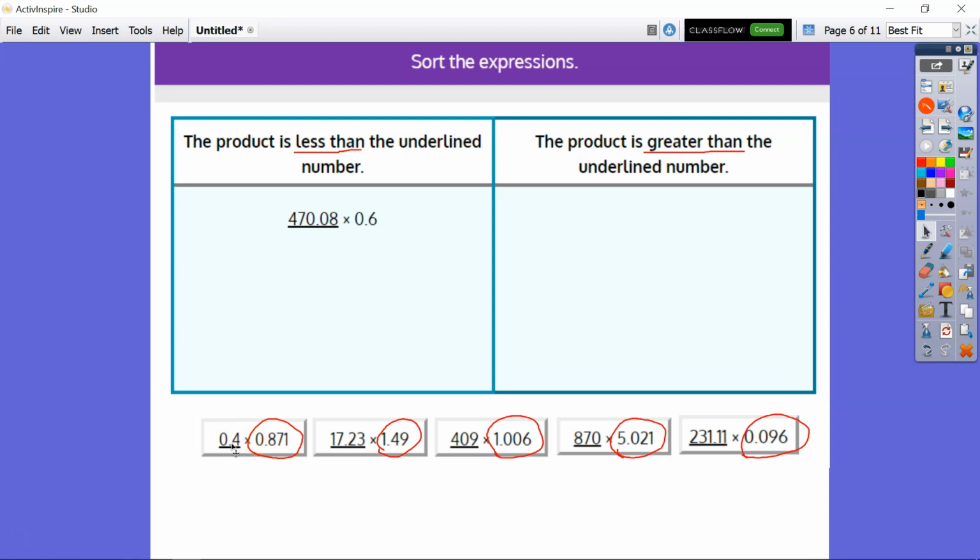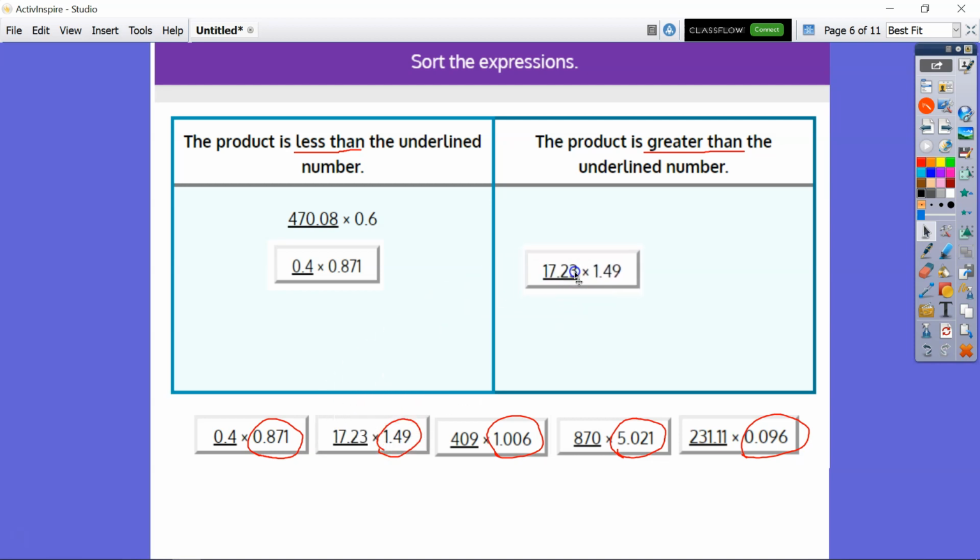871 thousandths is less than 1, so I know that the product is going to be less than 4/10. All right. So now next we have 17 and 23/100 times our scaling factor of 1 and 49/100. So 1 and 49/100 is greater than 1. So our product is going to be greater than 17 and 23/100.